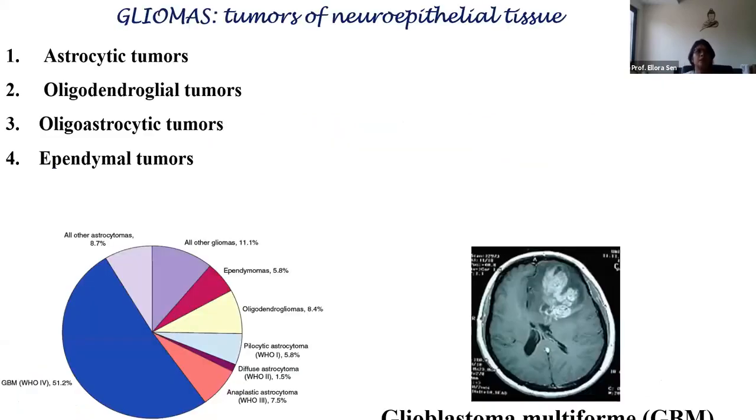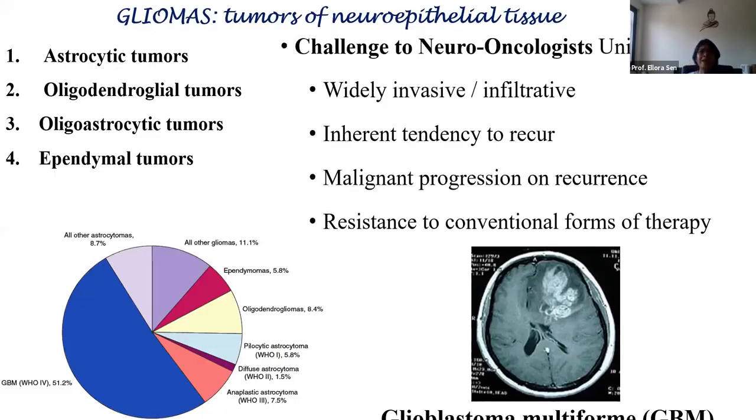The brain tumors, or the gliomas as they are widely referred to, can be of astrocytic origin, oligodendroglial tumors, oligoastrocytic tumors, and ependymal tumors. But among these, glioblastoma multiforme is regarded as the most malignant of all the malignant brain tumors. Why so? Because they are not only widely invasive and infiltrative, they have this inherent tendency to recur, and they have a malignant progression. But most importantly, they are resistant to the conventional form of therapy, that is temozolomide, which is the first line of treatment in glioma.